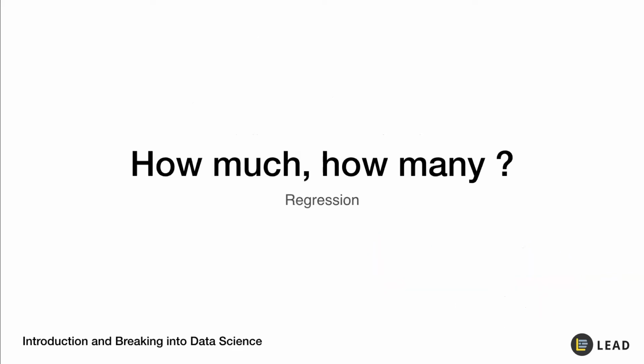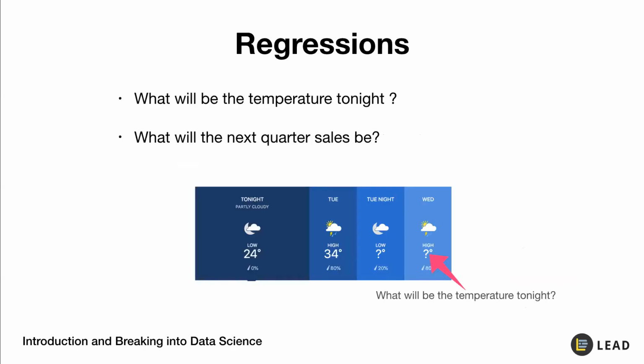The second type of question that business people always want to know is how much or how many. How much or how many actually relates to forecasting. You want to forecast a value. For example, we use regression methods to help us forecast values like temperatures, sales, and the price of particular commodities. For example, what will be the temperature tonight, and what will be the sales of our orders? We always use regression methods to help us identify the cause and effect relationships between variables.